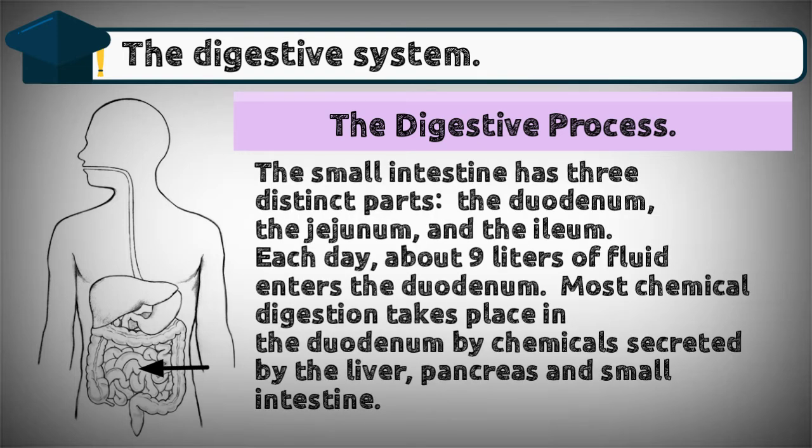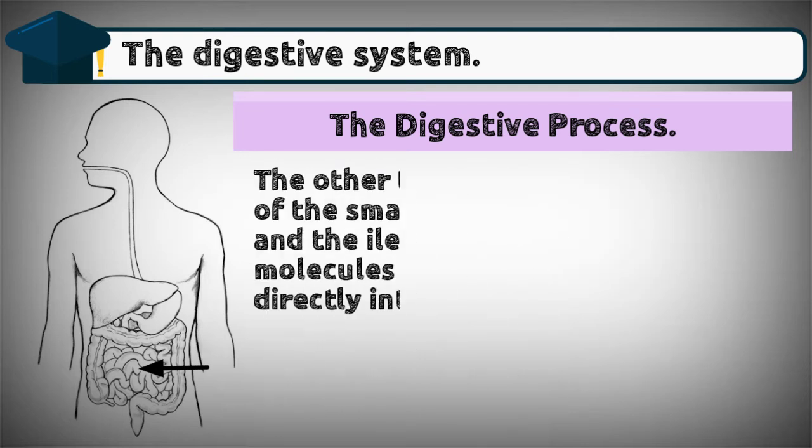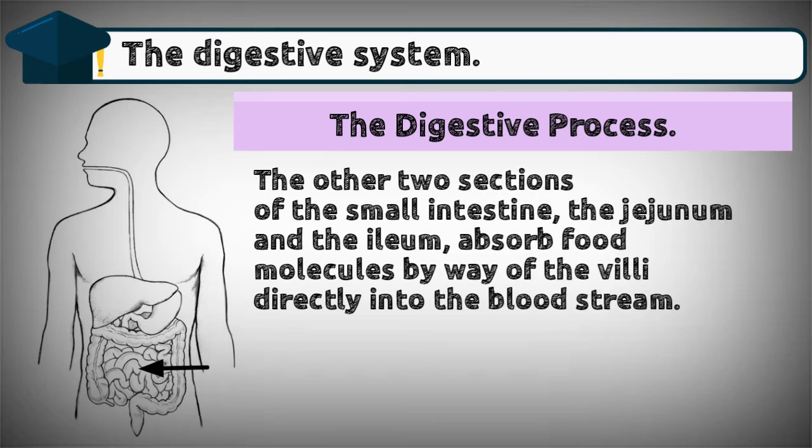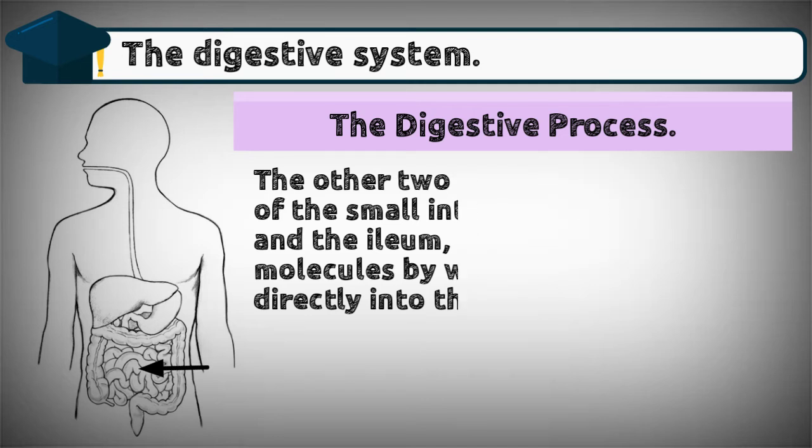The small intestine has 3 distinct parts: the duodenum, the jejunum, and the ileum. Each day, about 9 liters of fluid enters the duodenum. Most chemical digestion takes place in the duodenum by chemicals secreted by the liver, pancreas, and small intestine. The other 2 sections of the small intestine, the jejunum and the ileum, absorb food molecules by way of the villi directly into the blood stream.